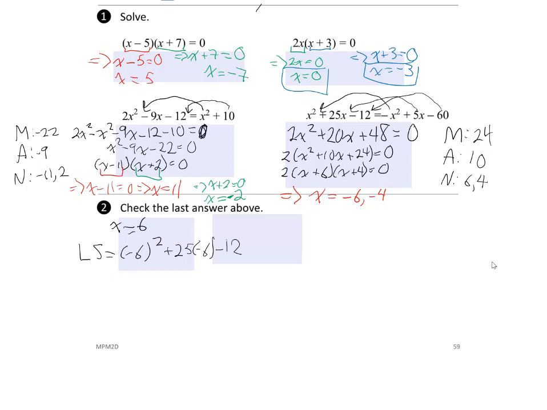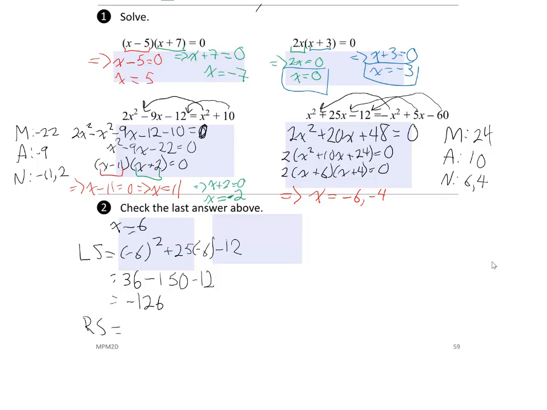I'm going to do some calculations. Negative 6 squared is 36, positive 36. 25 times negative 6 is negative 150 minus 12. Do some quick arithmetic, and you should get negative 126. Okay, that's our left side. Let's try our right side.